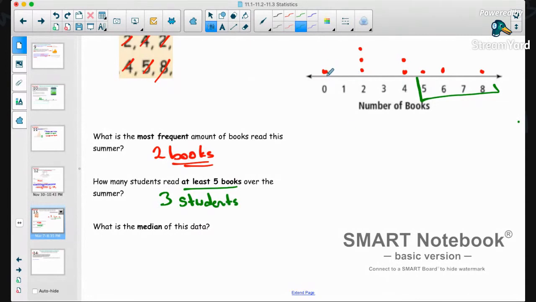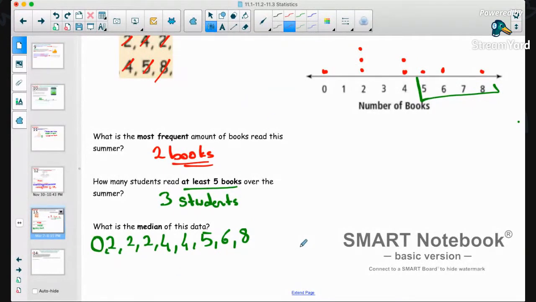First of all, 1 student read 0 books, so 0 is one of my data. Then there are 3 students who read 2 books, which means the first student read 2 books, the second student read 2 books, and the third student read 2 books as well. After that, 2 students read 4 books. This is the first student, and this is the second student who read 4 books. After that, 1 student read 5 books, 1 student read 6 books, and 1 student read 8 books.